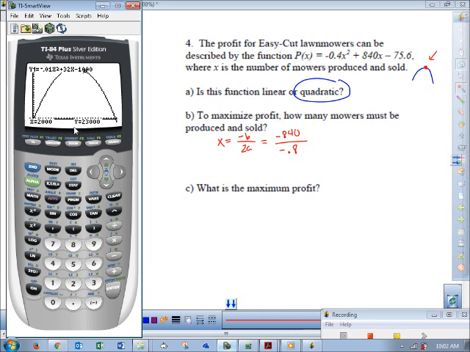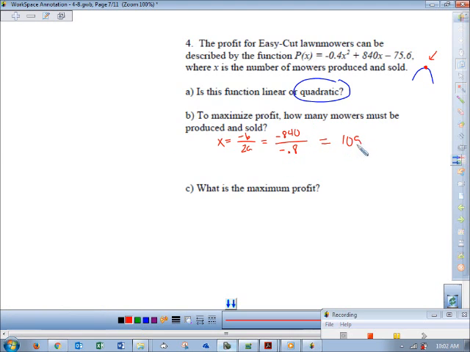Remember, if you're not sure how to get out, you hit second, quit, and then 840 divided by 0.8. Since they're both negative, I got rid of those right away. Negative over negative is positive. That's 1,050. So 1,050 mowers, because that's the X value.